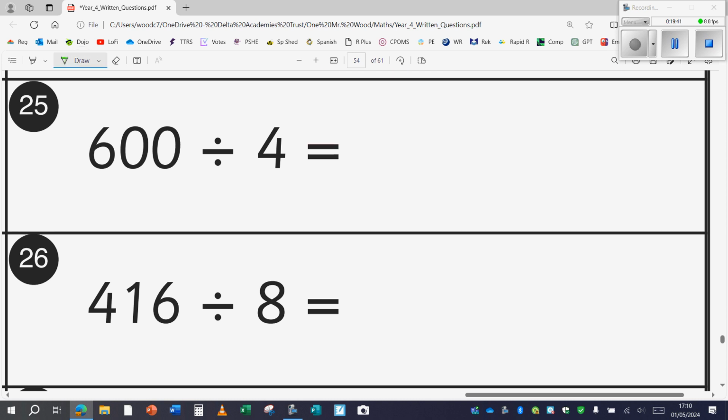On question 25, I've got 600 divided by 4. Now there's a nice quick way to do this because divided by 4 is the same as dividing by 2 and then dividing by 2. So we can actually half it and half it. So half of 600 is 300.